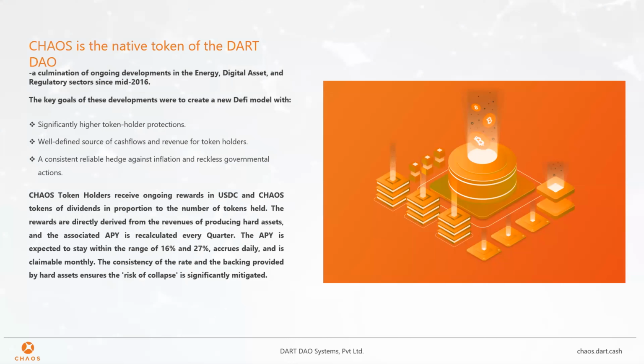So the result of that, the culmination of all of these developments since 2016 to now, is that we have been able to develop a real hard asset-based revenue mechanism that provides very significant token holder protections compared to every other type of DeFi system out there. Most DeFi protocols are reliant on the constant increase in value of the crypto market itself.